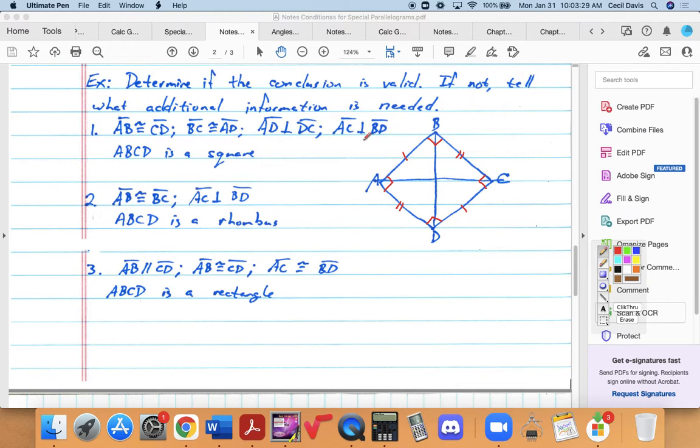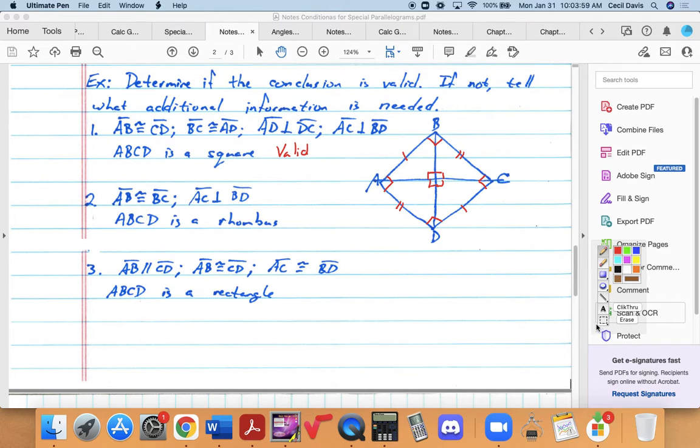And then AC is perpendicular to BD. That means these are right angles. What has right angles in the middle? A rhombus. So now we know it's a parallelogram that is a rectangle and a rhombus. So is it a square? Yes. So all we have to write for this is that this is valid. We have everything we need.